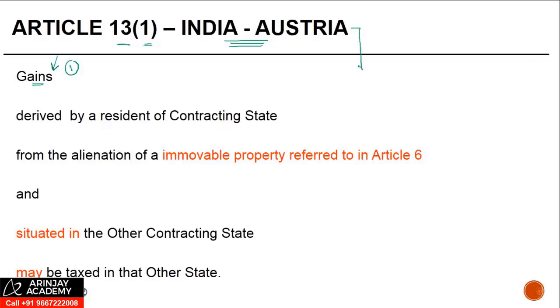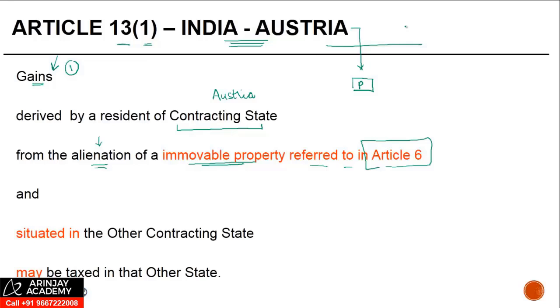Let's talk about an Austrian resident having some property in India, right? So gains derived by a resident of Austria from the alienation. What is alienation? We have discussed this earlier, so we would not get into the details of this, but how you need to interpret this is something which we have discussed earlier in our presentation. But gains derived by a resident of Austria from alienation of an immovable property referred to in Article 6.